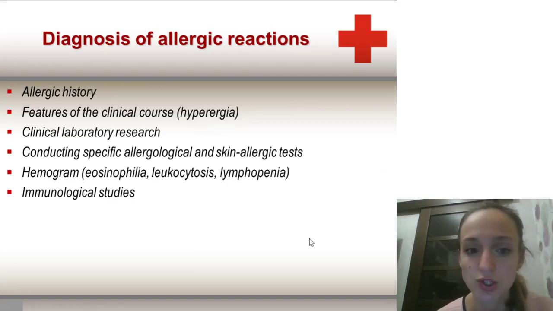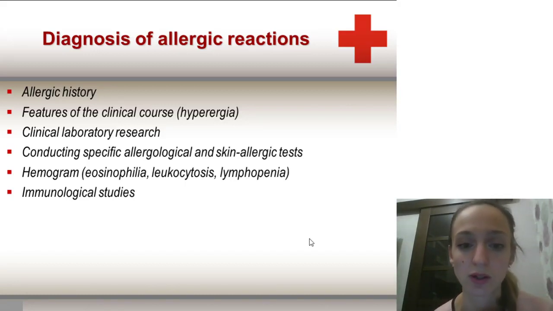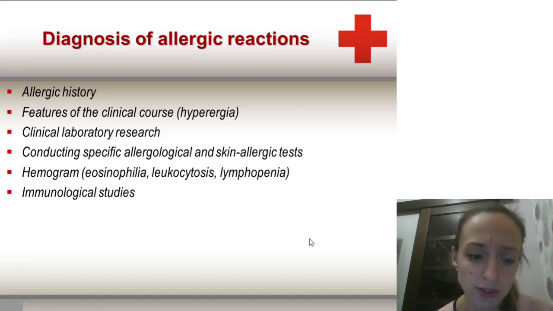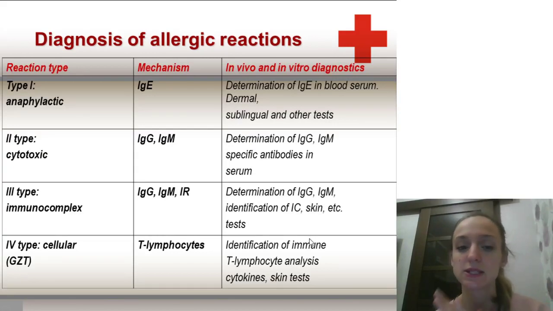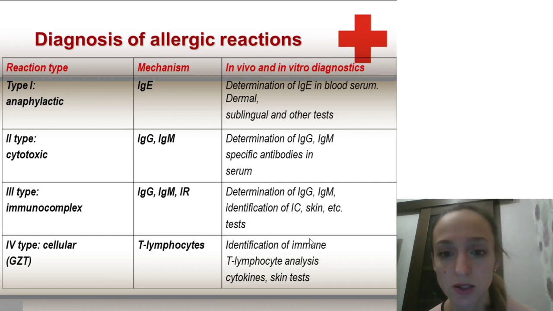Allergy history, features of the clinical course, then clinical laboratory research, conducting specific allergological and skin allergic tests, hemogram, and immunological studies. Reaction type 1 mechanism is immunoglobulins of class E. So it is a determination of this immunoglobulin in blood serum, dermal and sublingual, and other tests.